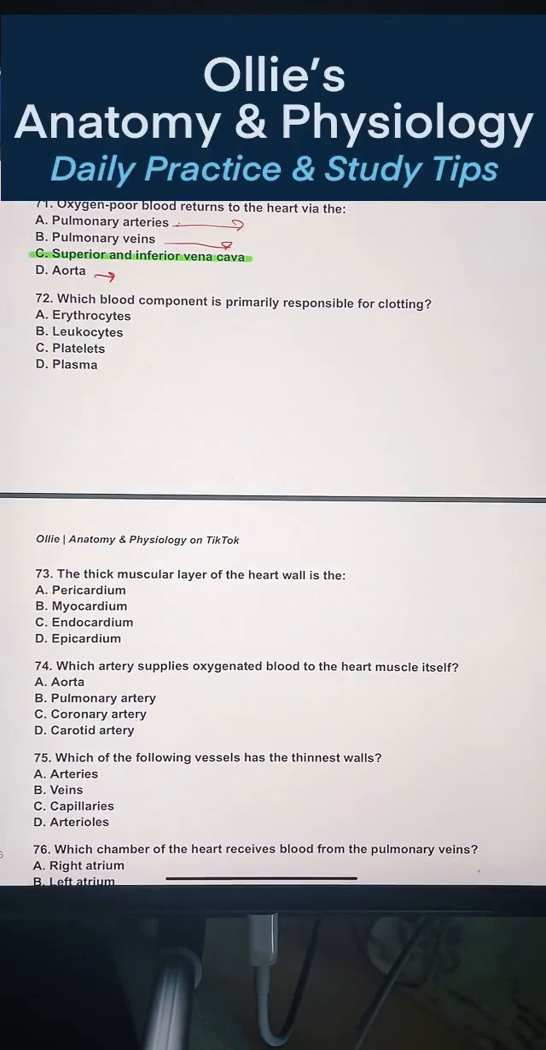72. Which blood component is primarily responsible for clotting?